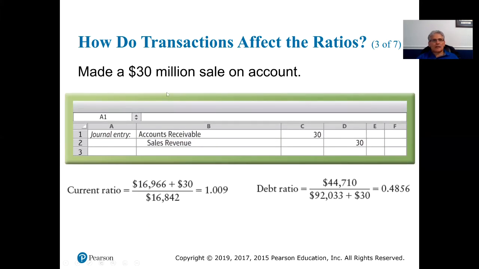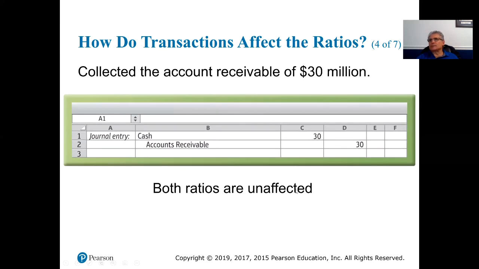Made a $30 million sale on account. Accounts receivable increases, so our current ratio is going to be better because our current assets go up and current liabilities don't change. Our debt ratio is more favorable as well because our liabilities remain the same, but our total assets increase, so that's a favorable impact. So it works in our favor to have sales, which have a favorable impact on our current and debt ratio.